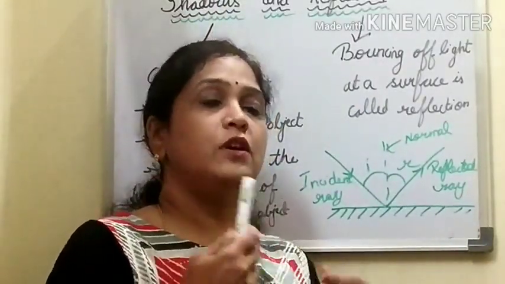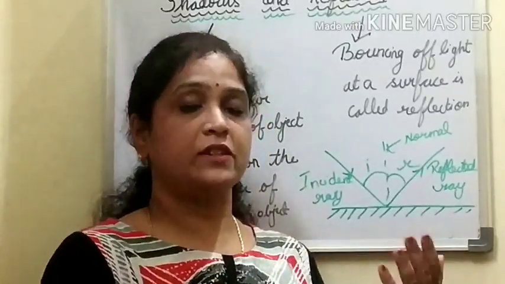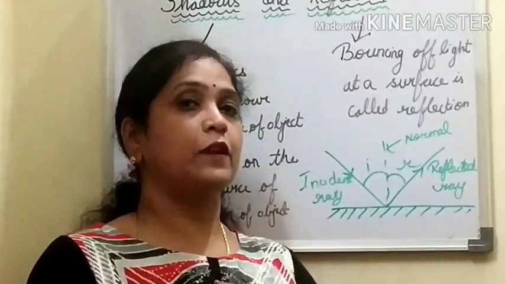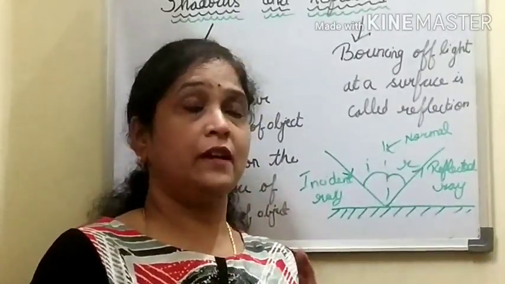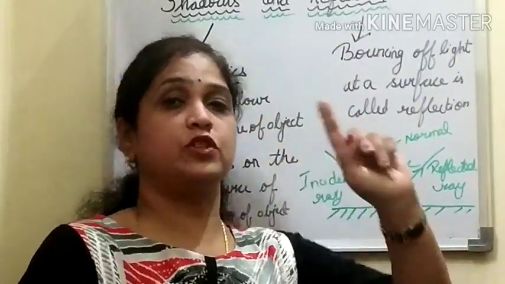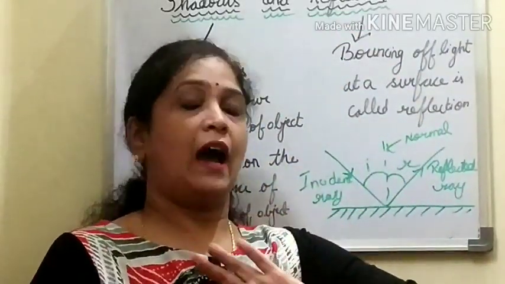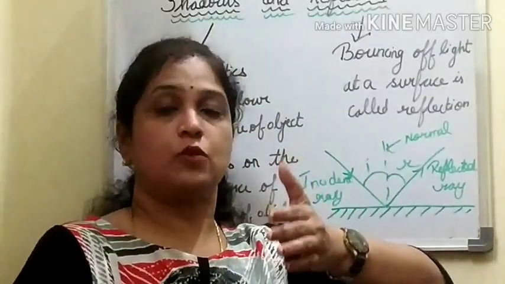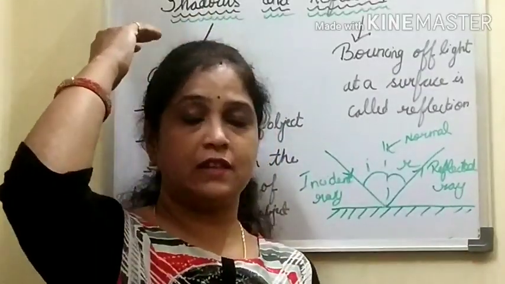Now, you can see that in the morning, how are the shadows? In the morning and the evening, shadows are longer, whereas in the afternoon, shadows are shorter. Why? Because it depends on the position of the object and the position of the source of light. In the morning and evening, the slanting rays fall on you. So what happens? The shadows are longer. Whereas at 12 o'clock in the afternoon, what happens? Sun is overhead.